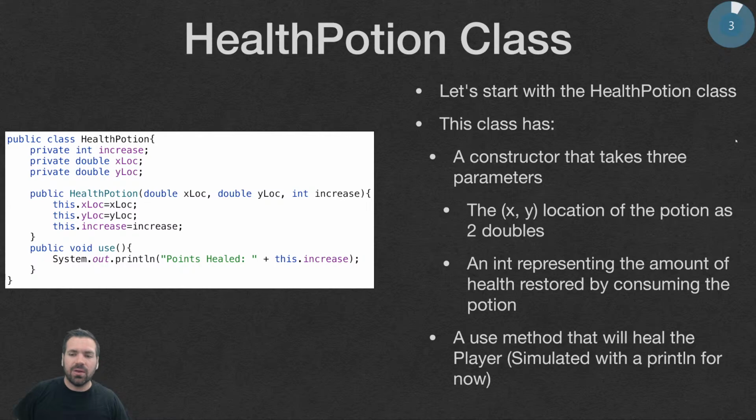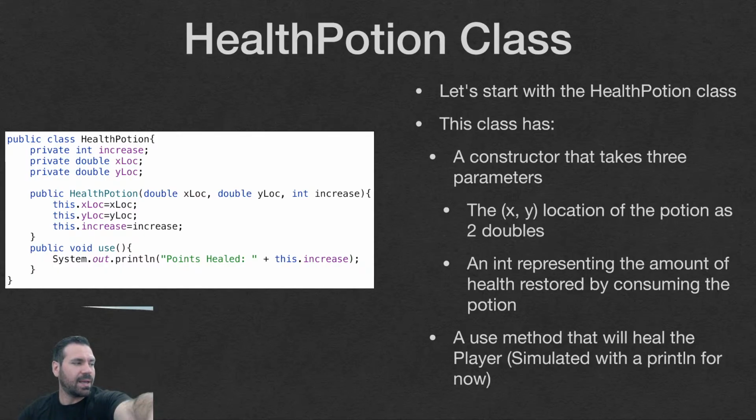I want to create a health potion class because I want health potions in my game. So we're going to have a health potion class with both state and behavior. The state is a collection of instance variables. These are the variables that are declared outside of all of the methods. For a health potion, I want a variable that keeps track of the amount of health that will be recovered when a health potion is consumed, which we're calling increase here.